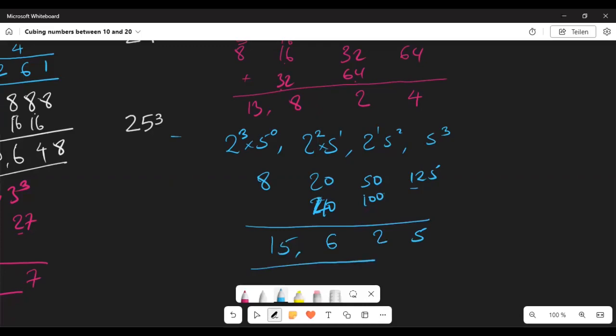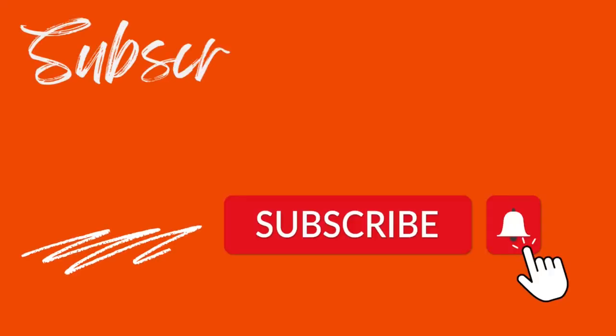So 15,624 becomes our answer. So that's how you get the cubes of numbers between 20 and 30.